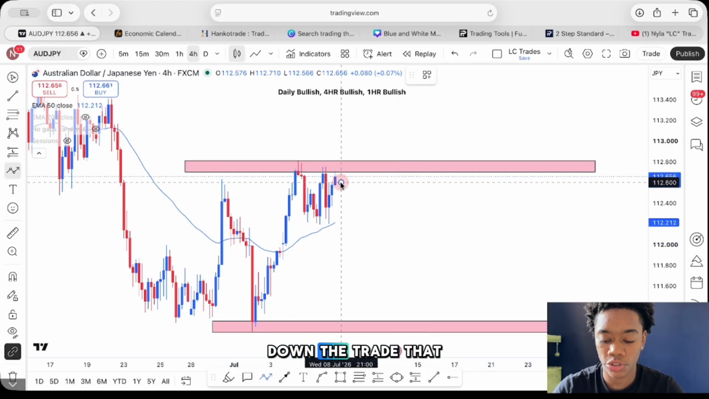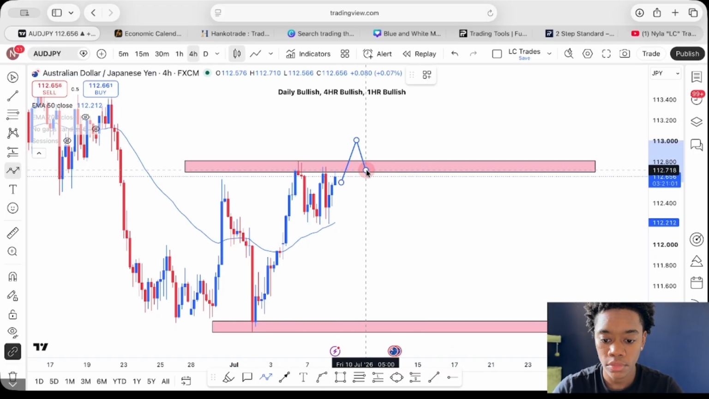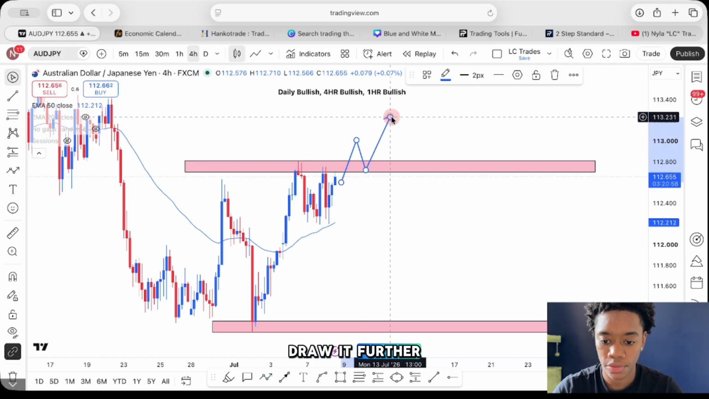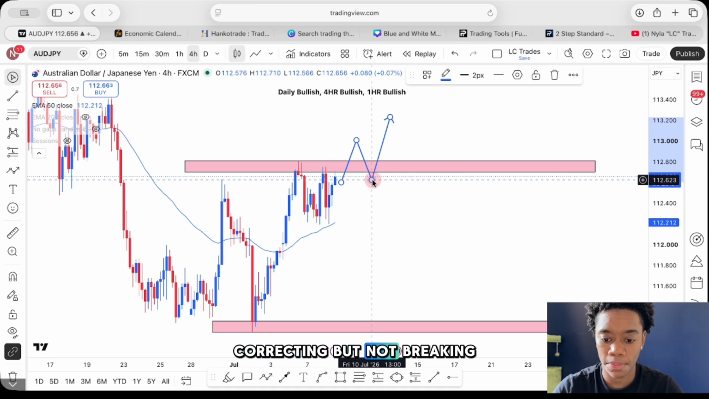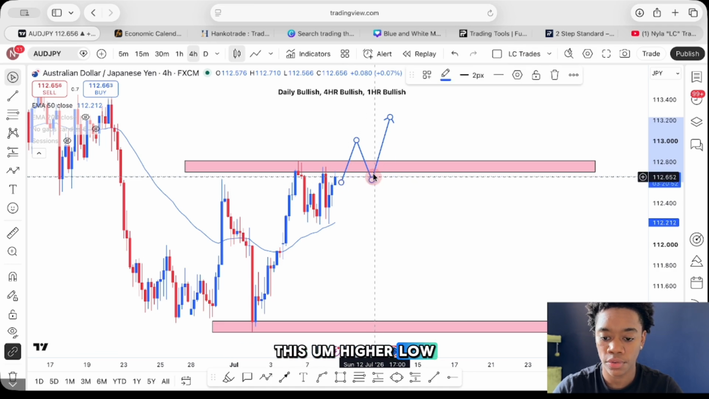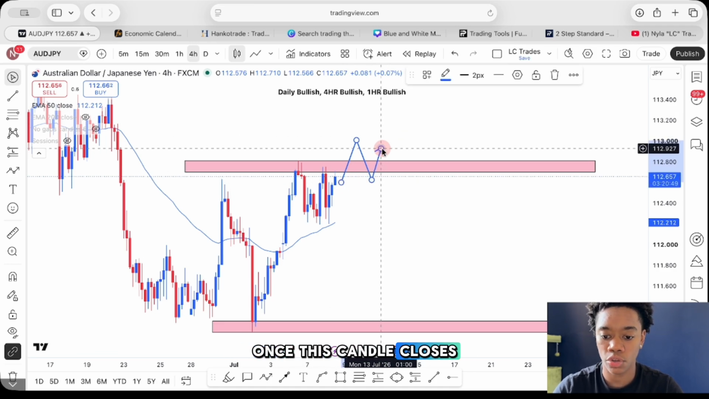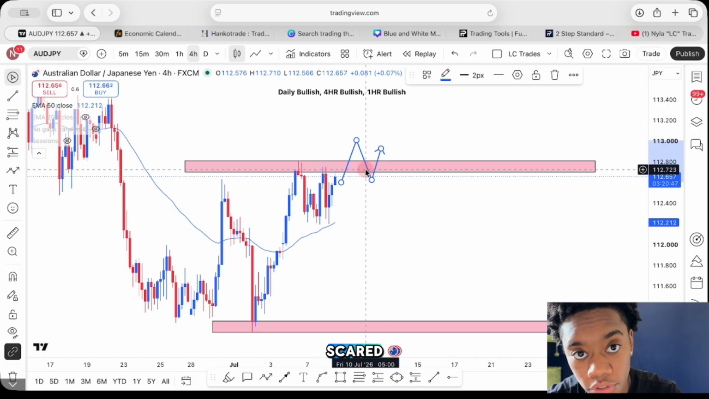I'm actually going to break down the trade that I'm in right now. Oh, actually, let me draw it further. Okay, correct. Price is correcting, but not breaking this higher low. And then once this candle closes right here, boom, you get in. Don't be scared, just get in.